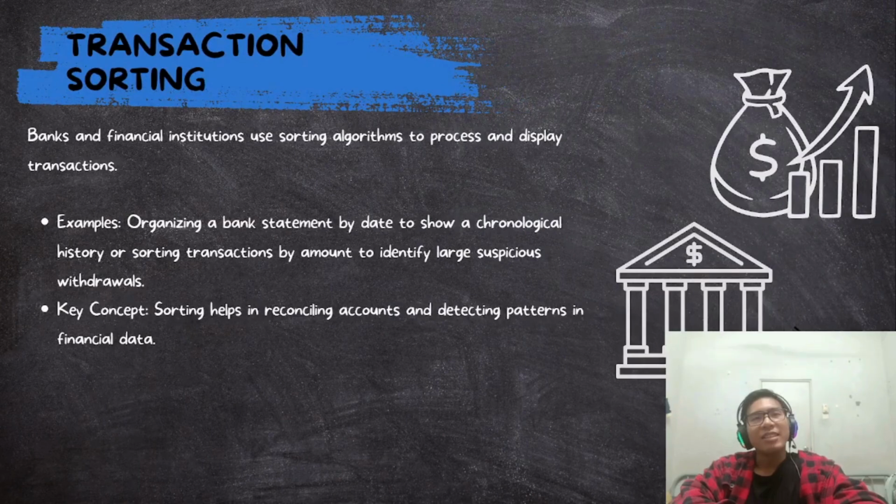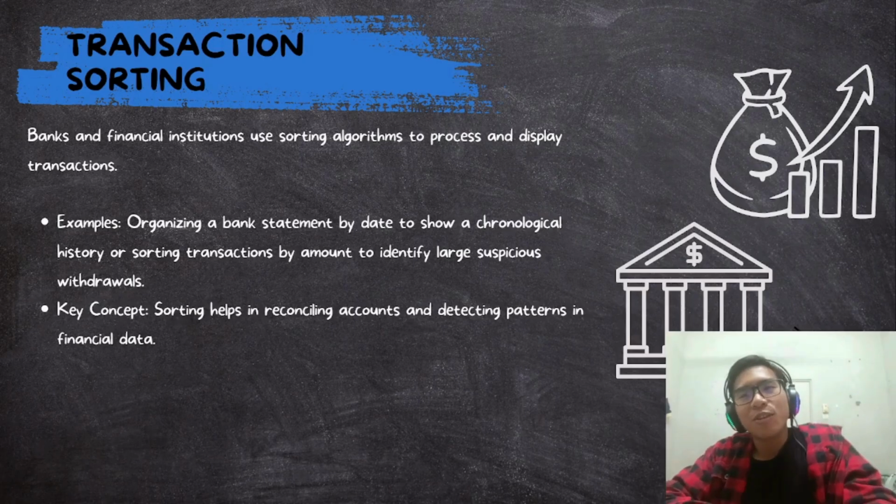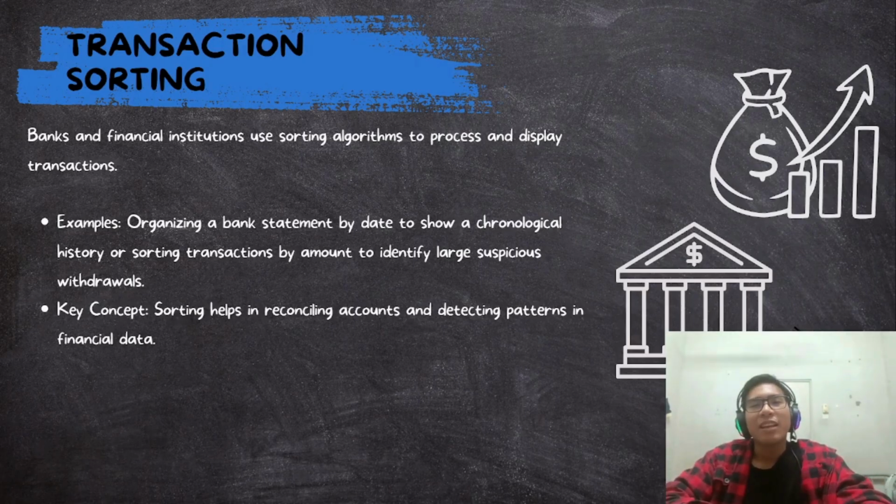Next, we have transaction sorting. Banks and financial institutions use sorting algorithms to process and display transactions. This is important because usually transactions are very random. Some examples are organizing a bank statement by date to show a chronological history, or sorting transactions by amount to identify large suspicious withdrawals. This is to show if a person is spending money from their account, and we can see if they are spending a certain amount every day to catch some suspicious activity.